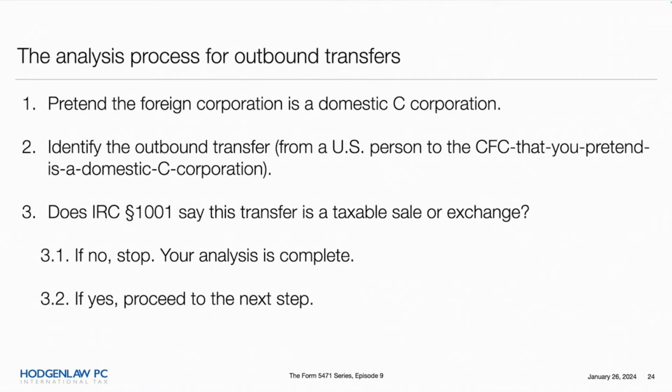Next, we're going to identify the outbound transfer. So tax doesn't happen in a vacuum. Tax happens when there's a transaction of some kind or another. So you're going to identify the transaction. Did I contribute cash to this CFC? Did I contribute appreciated asset? Did I contribute what kind of appreciated asset? Intellectual property, stuff like that. Intangible personal property.